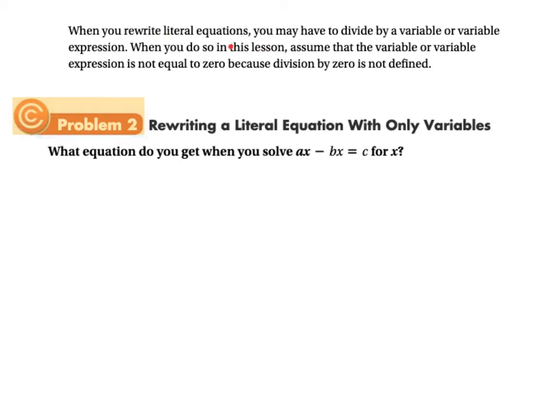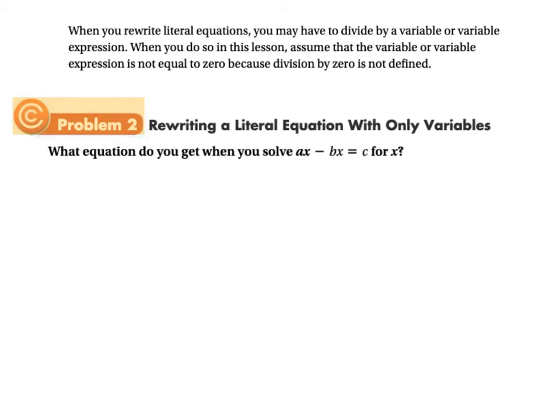All right, so when you rewrite literal equations, you may have to divide by a variable or some variable expression. And when you do this, we're going to assume that that expression is not equal to 0 because you're not allowed to divide by 0. That's a mathematical rule. Okay? So you might see a statement that says this cannot equal 0, and often when you do that, it's because you're going to be dividing by that number, and you're not allowed to divide by 0 in math. It gives you funny results that are not true.